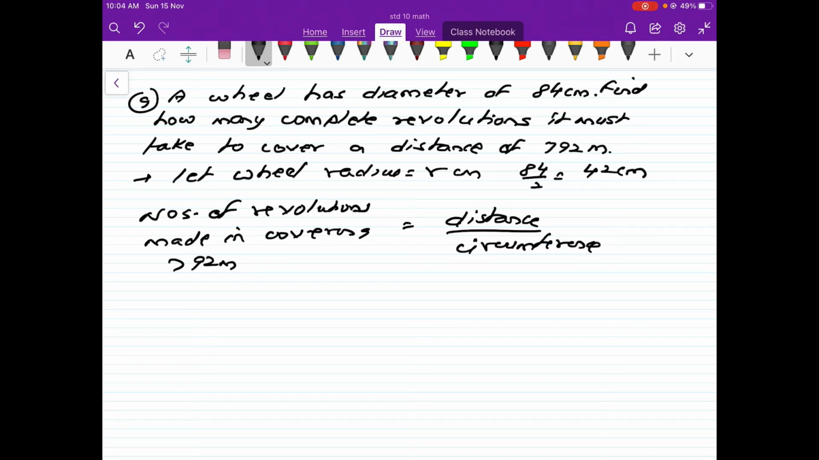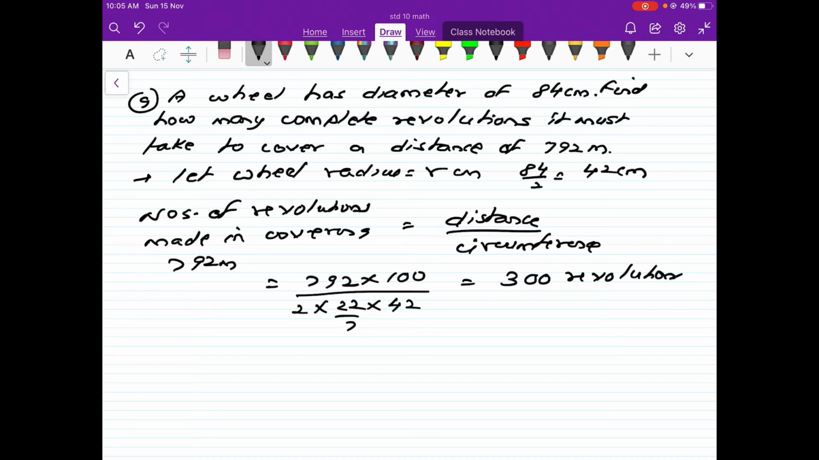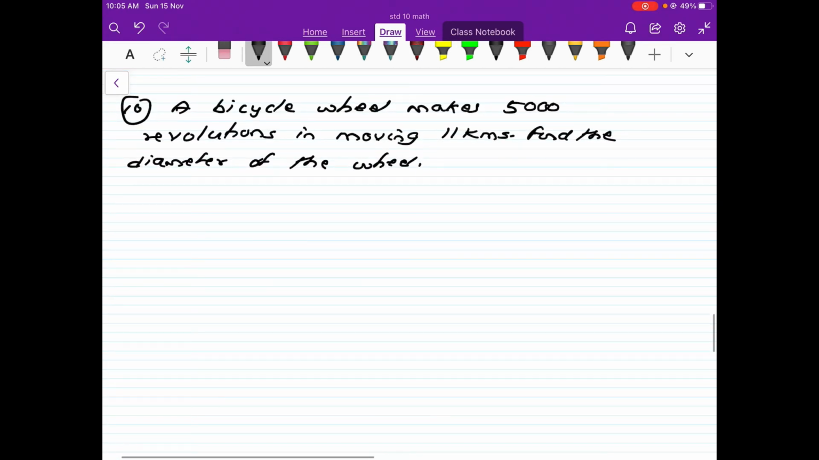So this we can write as 792 meters. We will convert it into centimeters by multiplying by 100, and this is 2 into 22 by 7 into the radius 42. When we simplify, we get 300 revolutions. So it will make 300 revolutions when it covers 792 meters.